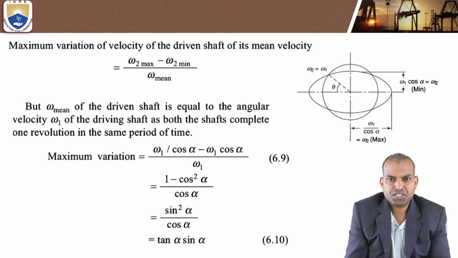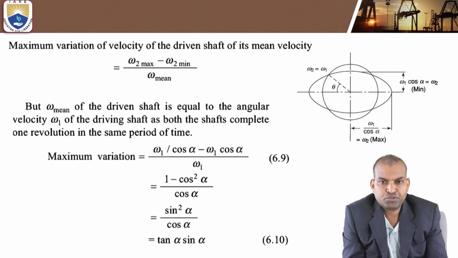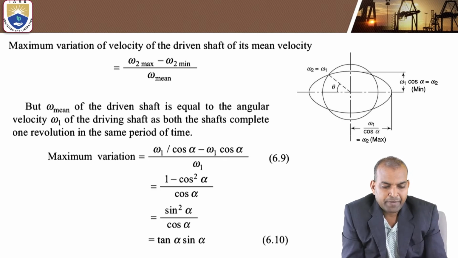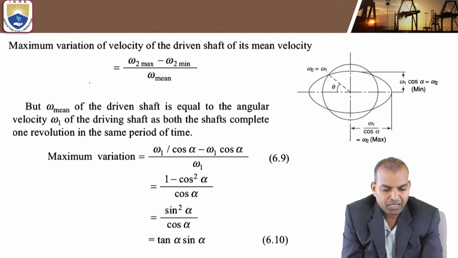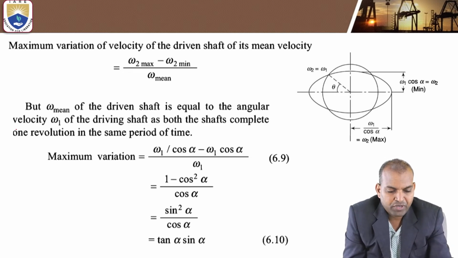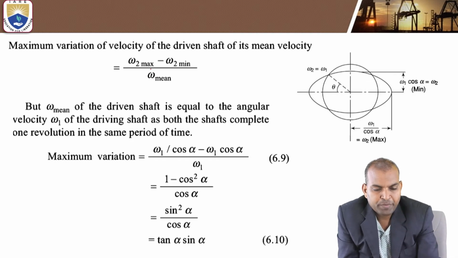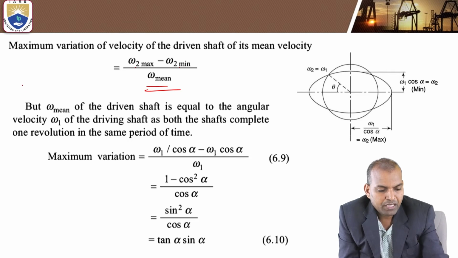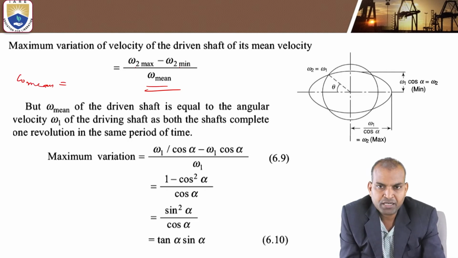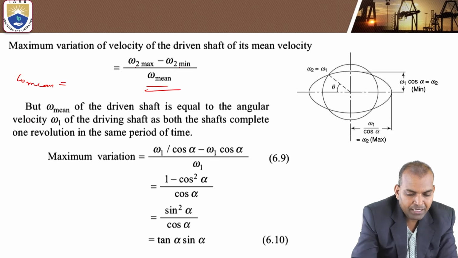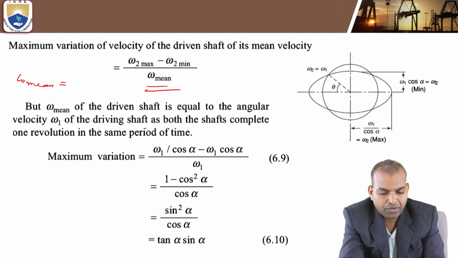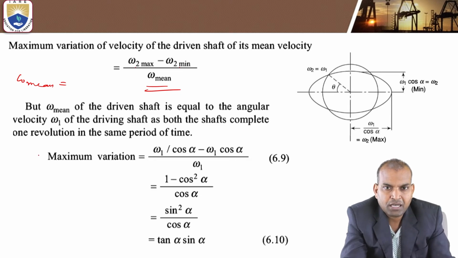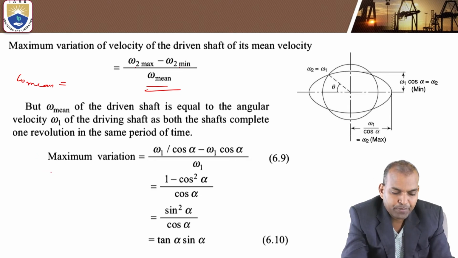Now, what is the maximum variation? It is like a coefficient of fluctuation of speed. Similarly here, the maximum variation of the velocity of the driven shaft up to its mean velocity is known as the fluctuation or maximum variation. That is the difference between omega 2 maximum minus omega 2 minimum by omega mean. What is omega mean equal to? Omega 1 plus omega 2 by 2. So omega mean of the driven shaft is equal to the angular velocity omega 1 of the driving shaft, as both the shafts complete one revolution in the same period of time.